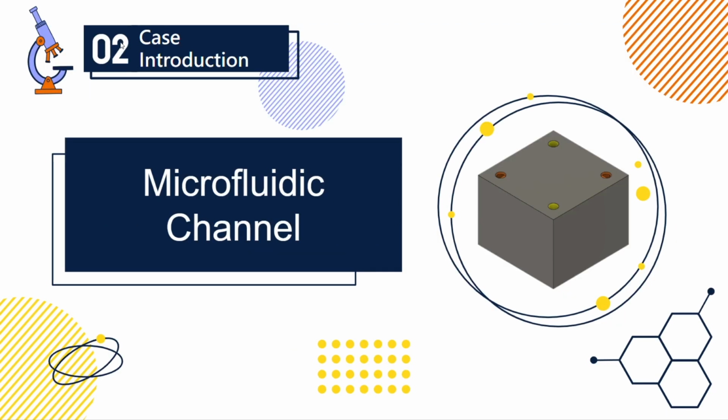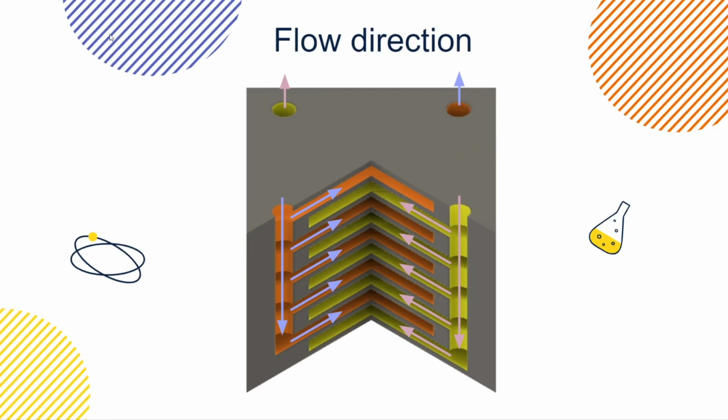Next, case introduction. As you can see from the sectional view, the structure design of microfluidic is special and complicated. Just like the color of the arrow, it means the direction of the fluid is staggered. The complexity increases the difficulty in printing.